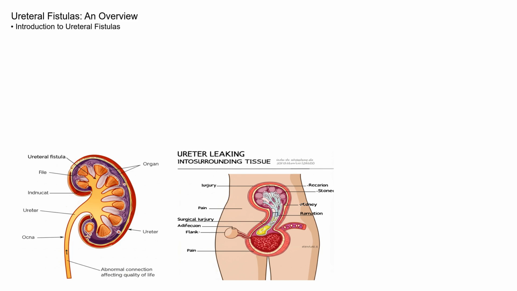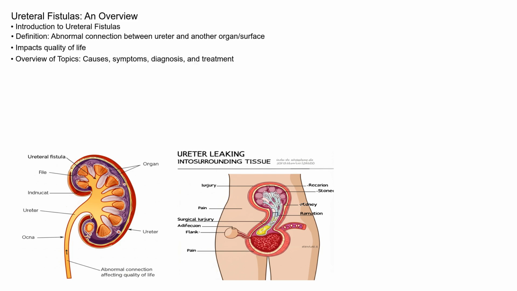A ureteral fistula is an abnormal connection between the ureter, the tube that carries urine from the kidney to the bladder, and another organ or surface. This can lead to a variety of complications and significantly impact a person's quality of life. In this video, we'll delve into the causes, symptoms, diagnosis, and treatment options available for this condition.